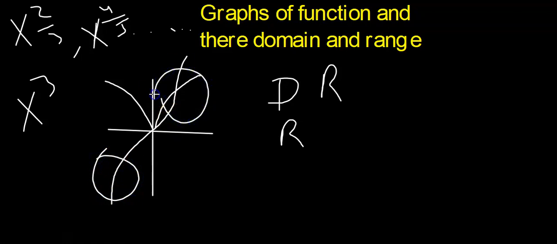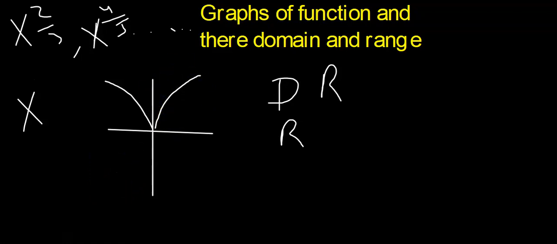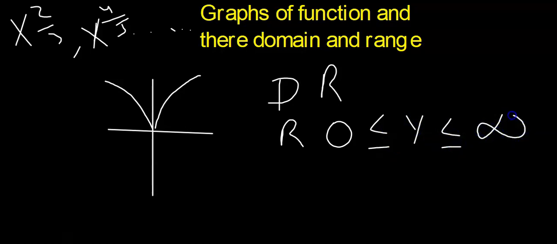It touches both sides. But when you see this graph, this one only touches this part. So either the domain or the range is going to change. Both cannot be real numbers. For that reason, my range is going to change. My range is going to be 0 less than or equal to y less than or equal to infinity. So that's my range. This is the graph of this type of function.